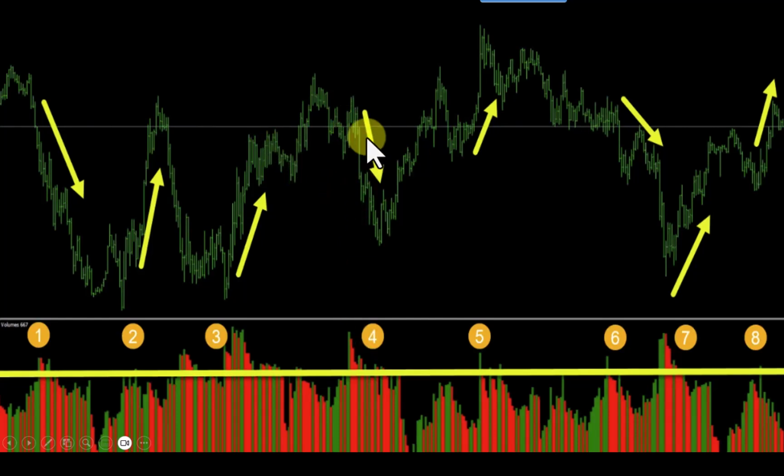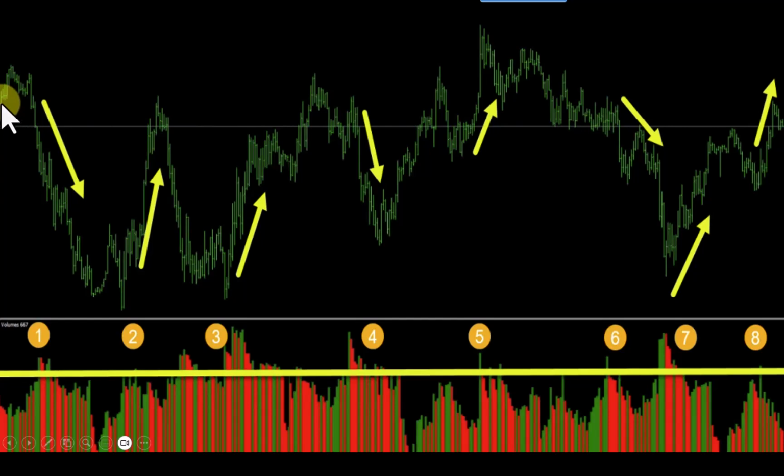Then here's another example, a nice spike over the top of that barrier there, very early, gives you time to enter the market and ride that trend down. Another example here, nice spike, up we go. And the direction is very easy. It's always contrary to the trend.